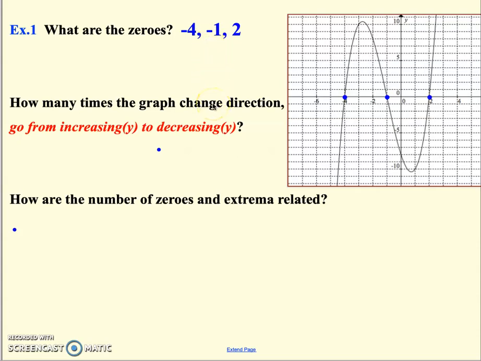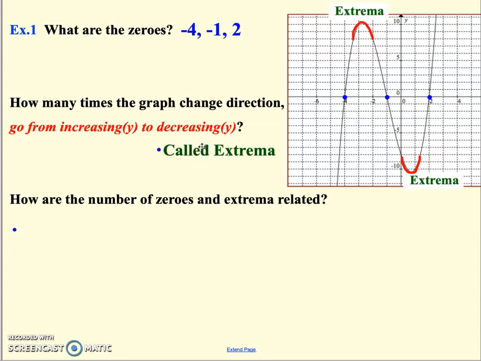One of the things we want to start looking at is how many times the graph changes direction. It helps us understand the kind of graph we have. A change in direction is from increase to decrease. For example, this is an increase, changing to a decrease. Then down here, this is a decrease, changing to an increase. Those changes in direction have a name. They're called extrema.